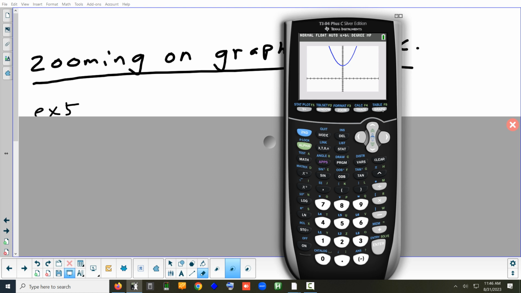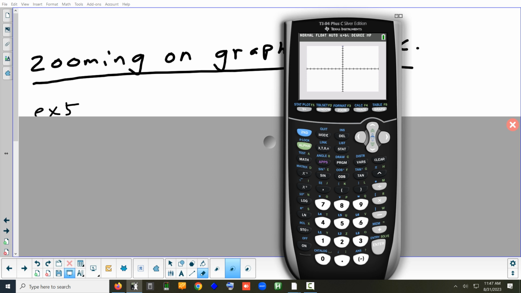Can anybody not get a parabola on the screen? Not sure? Did you type in your equation under y equals? Yes. Okay. So once you type in your equation, press zoom. We'll start over with zoom 6. I press zoom 6. Yep. And zoom 6 will bring it back to what we started with.